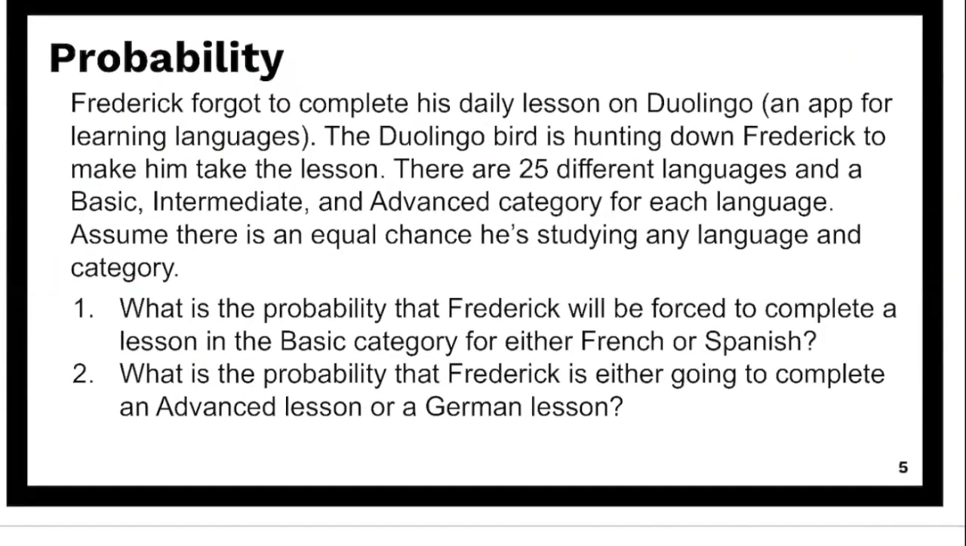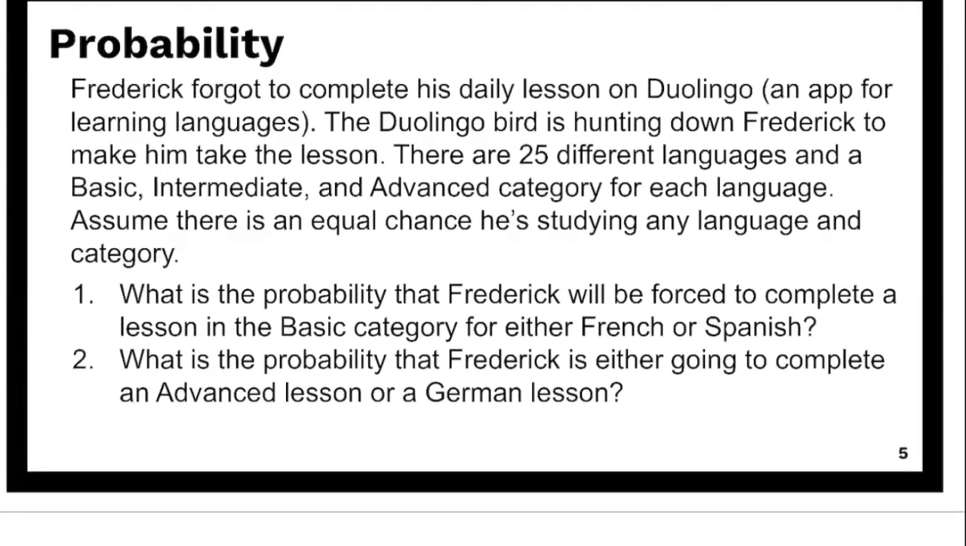Looking at another example problem here, Frederick forgot to complete his daily lesson on Duolingo, and the Duolingo bird is hunting him down. There are 25 different languages, and each of them has a basic, intermediate, and advanced category. And we're assuming there's an equal chance he's studying any language, any category. Maybe he's really good at languages, or maybe not. Maybe he's basic. We'll see. First, we're looking at the probability that Frederick will be forced to complete a lesson in the basic category for either French or Spanish.